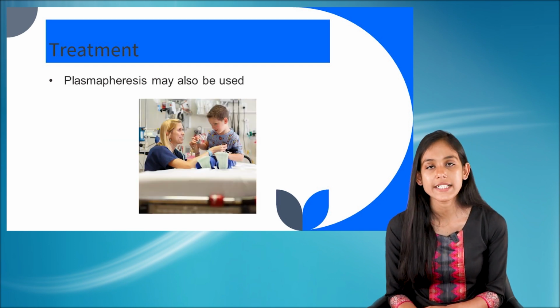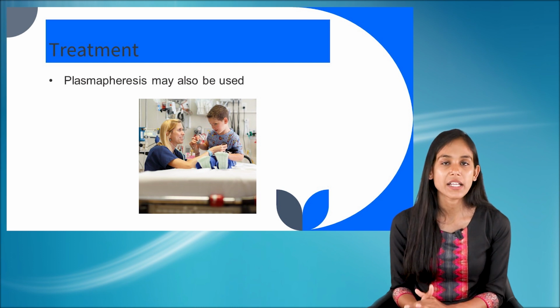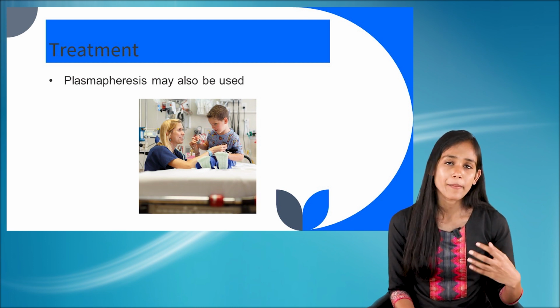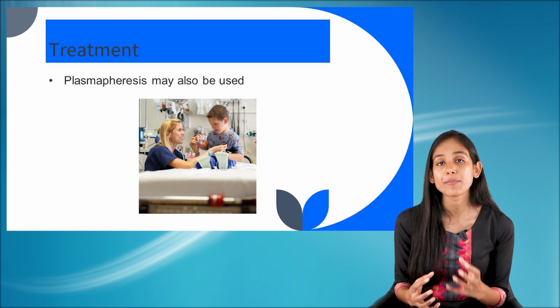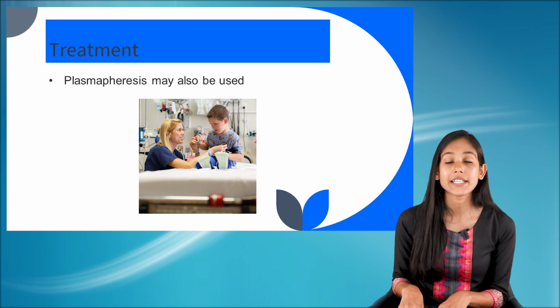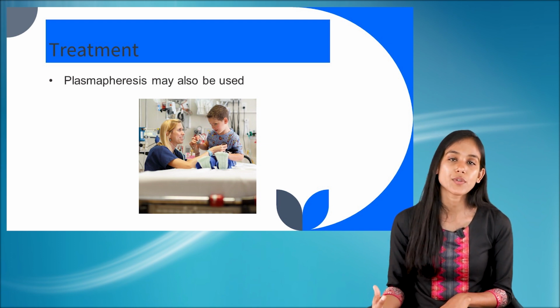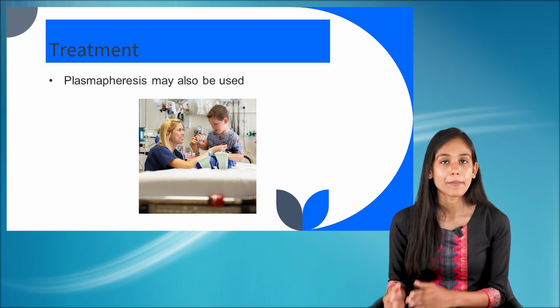And also plasmapheresis can be used. So what they do in plasmapheresis is basically remove from the plasma certain antibodies that contribute to the immune system's attack on the peripheral nerves. So that's all about the treatment.